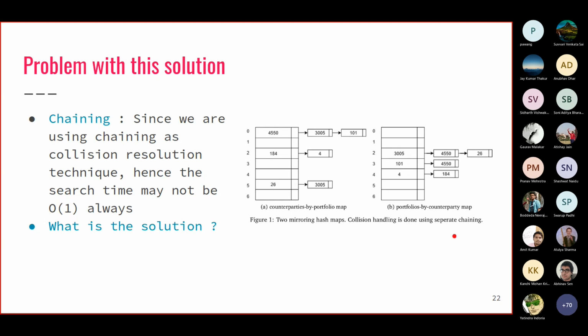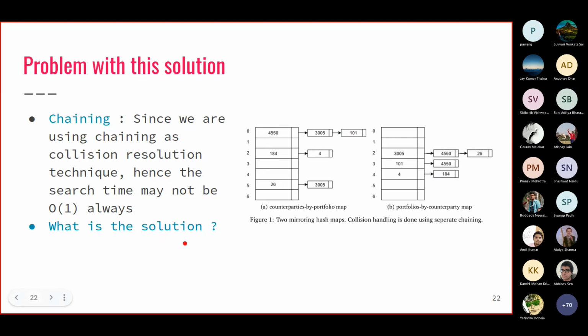So did you get the problem? The problem is whenever we get a collision, we have to search these nodes also in order to determine whether the value is there or not. So that is actually the chaining. So hence the search time is increasing. So we have to do something so that the search time is always order of 1. So what could be the solution for that?